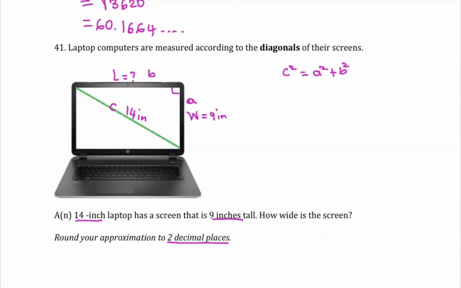Well, we identified the sides, so that would be 14 squared equals L squared, which is the length, plus 9 squared, right? So L squared would be 14 squared minus 9 squared, or L would be the square root of 196 minus 81.